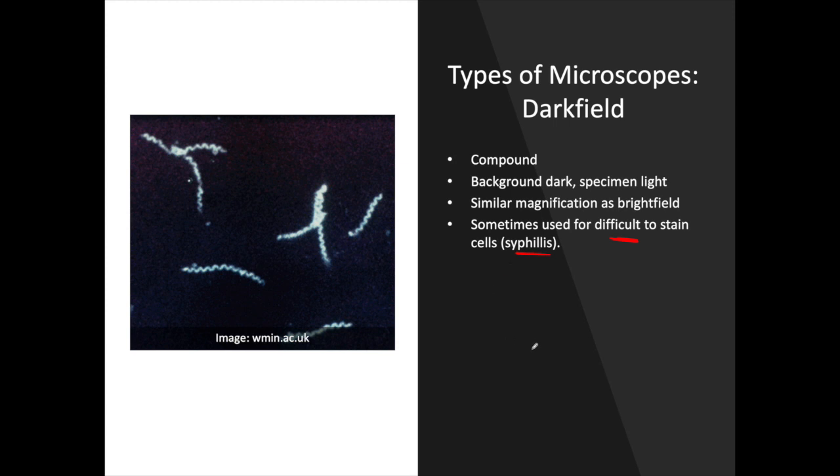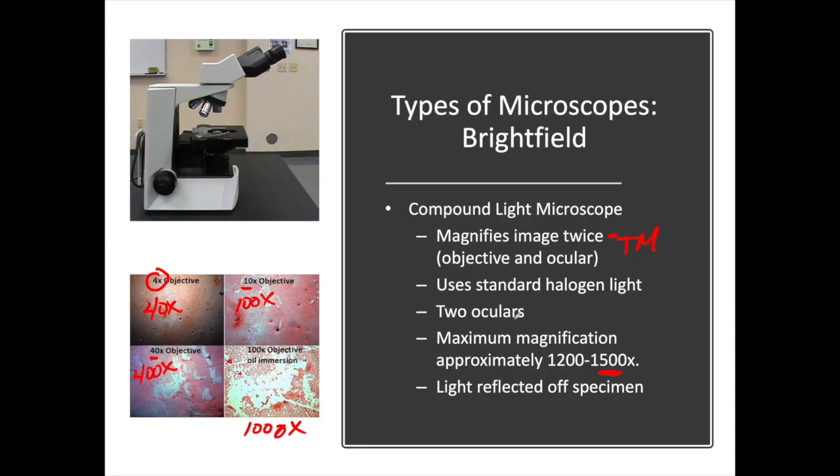If syphilis is suspected, they will actually use Darkfield microscopy. It is also used when we want to observe a specimen that is living, because with Darkfield microscopy, we do not have to stain the specimen. I just want to go back real quick. Notice our bacteria here are red.